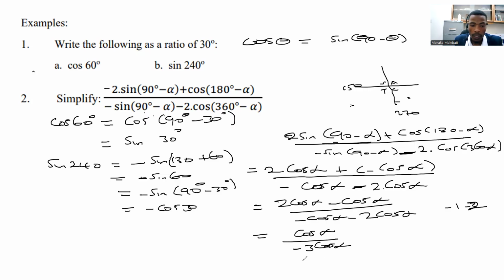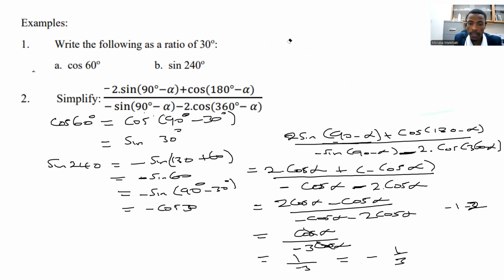Now we can see that the cos alpha on top and the cos alpha at the bottom cancel each other, and you will have 1 over minus 3. Then it's well simplified. I hope all these things make sense. Let me wipe this so that our screen is clean.